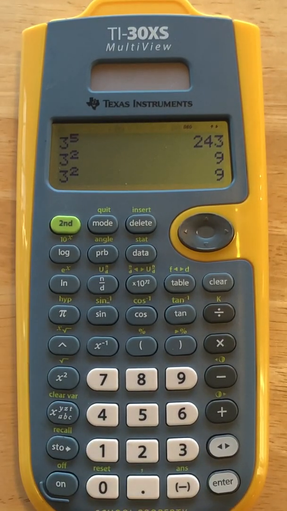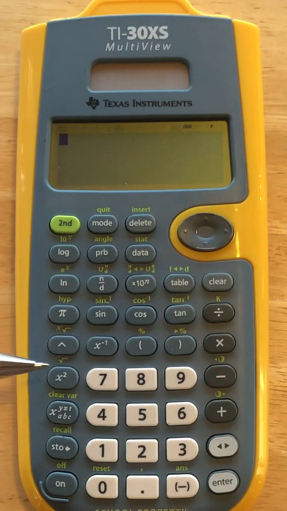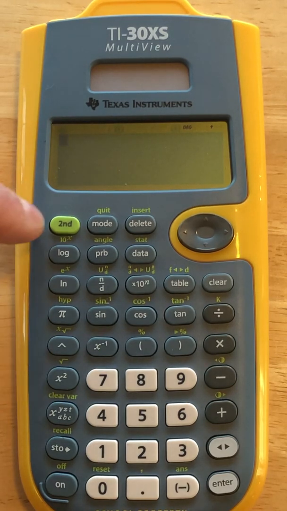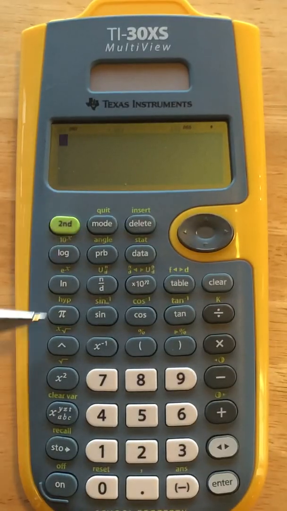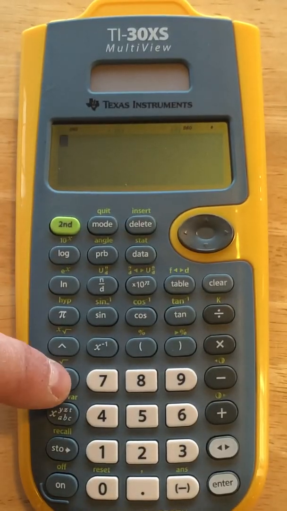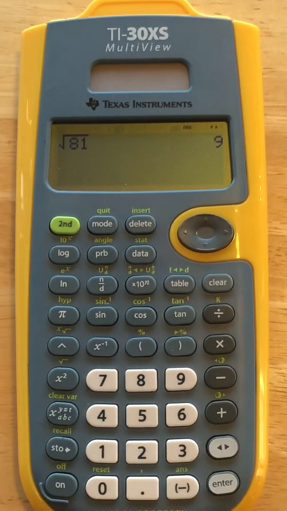It's up to you. We also have a square root button. Sometimes you have to do the square root of something. Right there, that one. So if I wanted the square root of 81, I'd go 2nd function, and I want that green one, so I push 2nd first. Square root of 81. That's 9. That's how you do square roots.